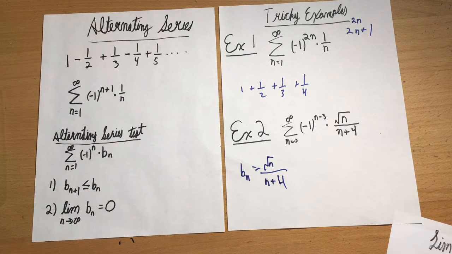Now, the first condition isn't so easy to check, right? The second condition is easy enough. You have a bunch of limit techniques to figure out that the limit of this ends up being 0. The first condition requires a little more work because it can't be immediately seen whether these terms will eventually decrease or eventually increase, right?